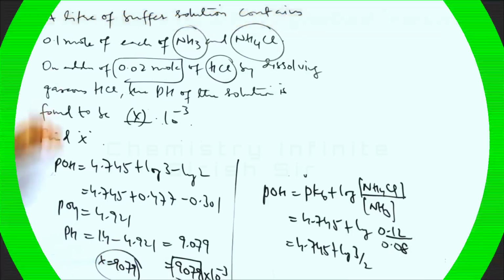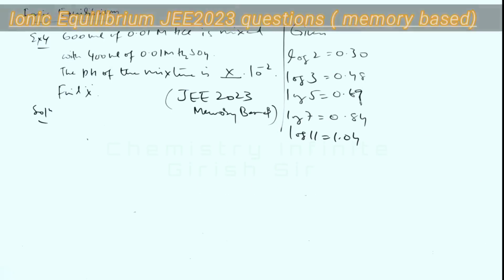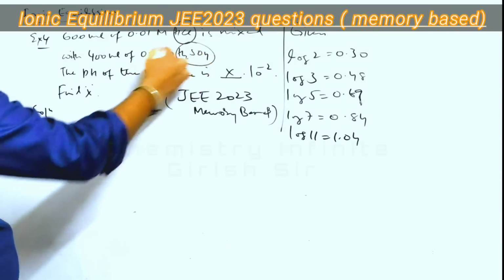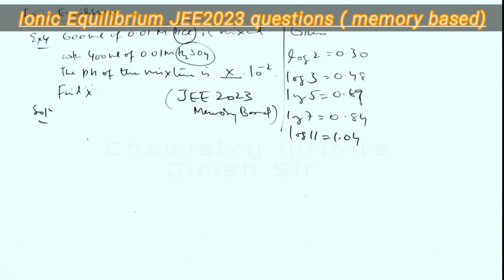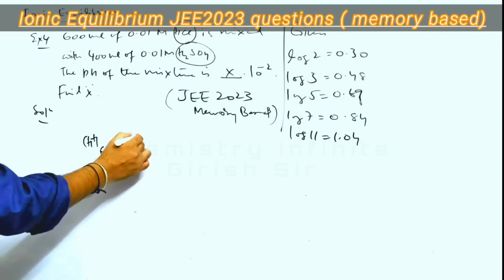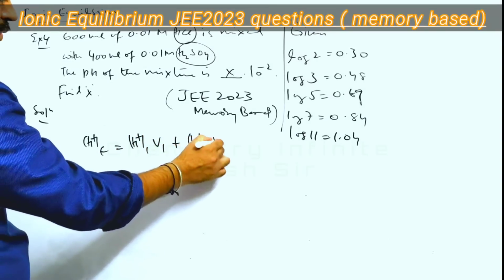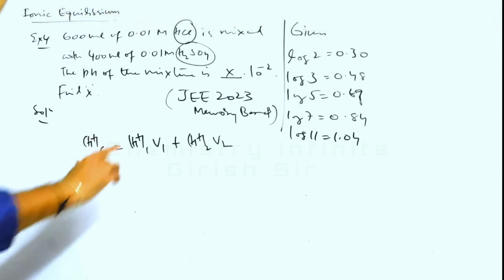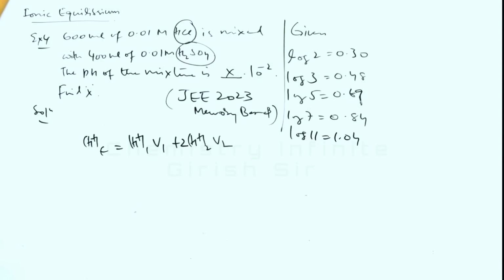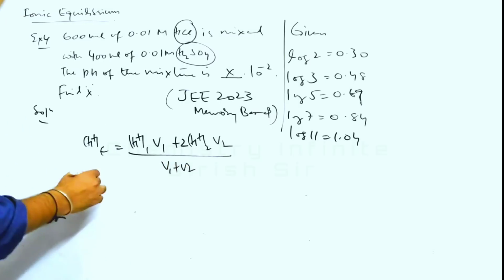Okay, let's see another example. Here we have HCl being mixed with sulfuric acid. Both are acids, both will provide H plus ions. So the H plus final concentration can be written as H plus coming from solution 1 into V1, plus H plus coming from solution 2 into V2. But H2SO4 is diprotic, so we'll have to write 2 here. It produces 2 H plus ions per molecule, divided by the total volume. This will give me the final concentration of H plus in the solution.